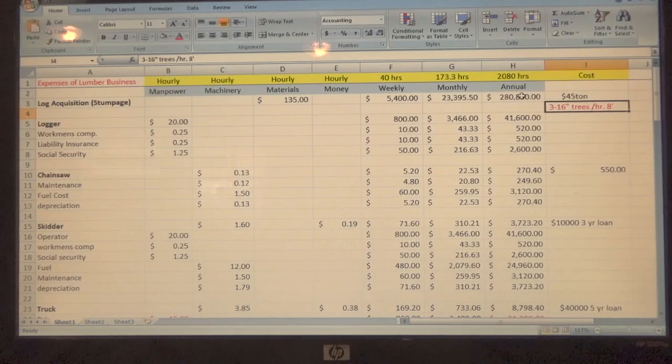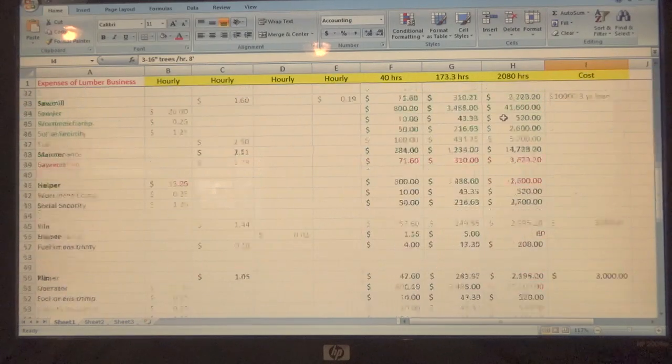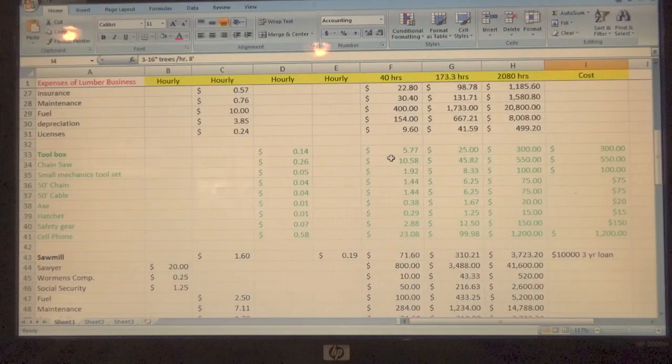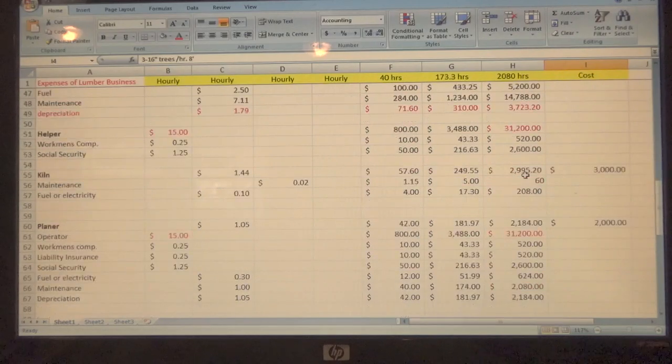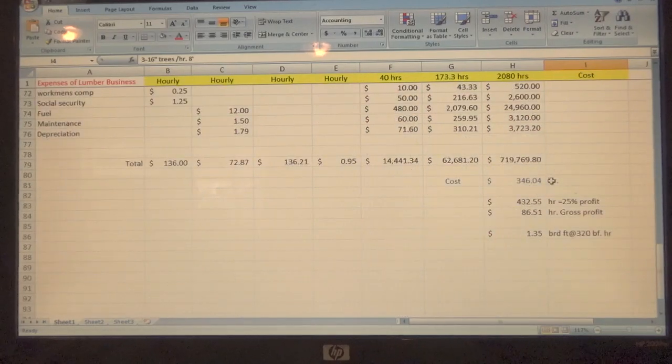Now, you guys who are telling me on the YouTube, oh, I get my logs for free and stuff, that's fine and dandy. Then all that's gravy for you. I'm writing it out here as if you actually had to do all the things that you would do if you were in the lumber business. Okay? And this is how you would track this stuff. So when we get to the bottom of our page now, with adding in the toolbox and all the little tools, the acquisition of the stumpage, we're looking down here now at $346 an hour that it costs the owner of this company to operate.